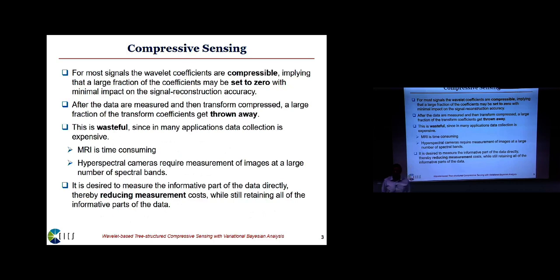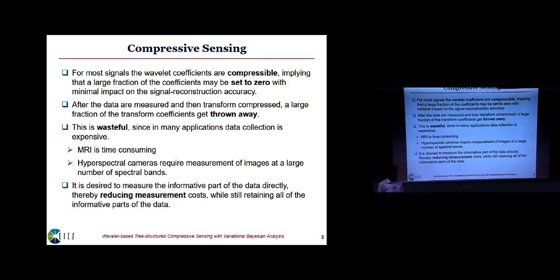For most signals, the wavelet coefficients are sparse and compressible. That means we can set to zero many of the wavelet coefficients. Many of them have negligible value and we can neglect them, and reconstruct the function from the modified wavelet coefficients and end up with good accuracy. But this might look wasteful because the measurements that we have might not always be easy and cheap to acquire. For example, in MRI imaging, it's a very tedious and time consuming task. Or, for example, in hyperspectral imaging, we need to take images in many spectral bands.